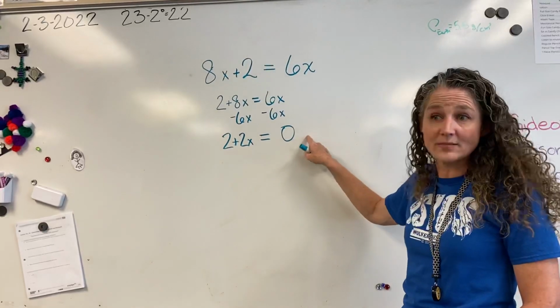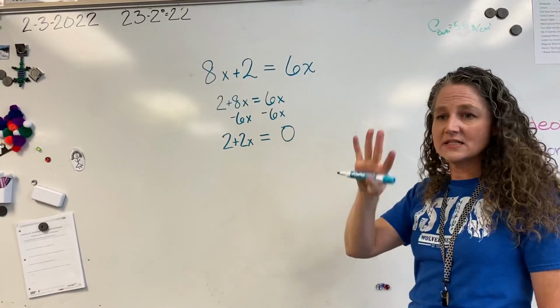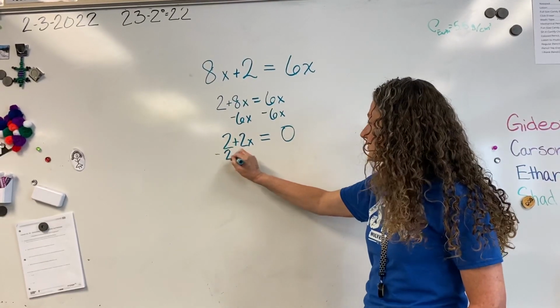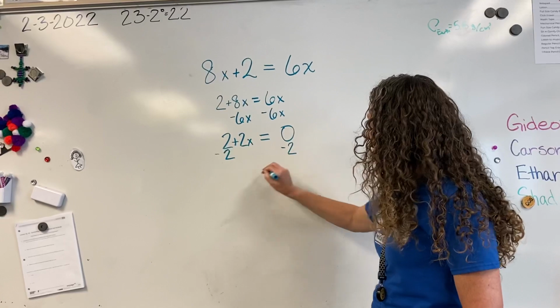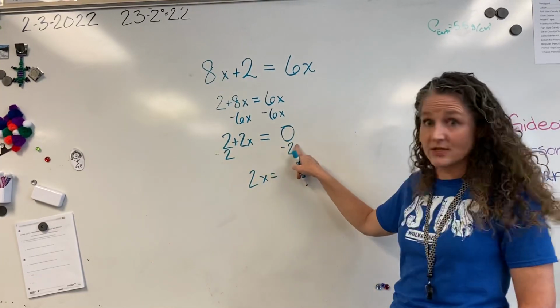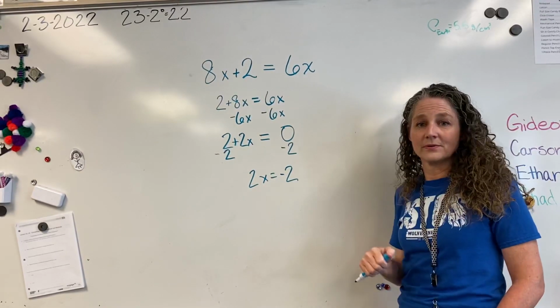The 0 is a normal number. People freak out: oh no, there's a 0. 0's fine. It's a number. Subtract 2 from each side. So we're going to subtract 2 from each side. And I have 2x equals, what's 0 minus 2? Negative 2. So Xander, do I have 2x equals 2?